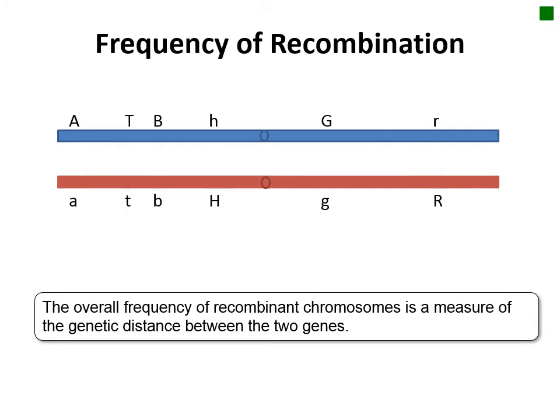Alternatively, the genes may be found very close together, such as the T and the B genes.